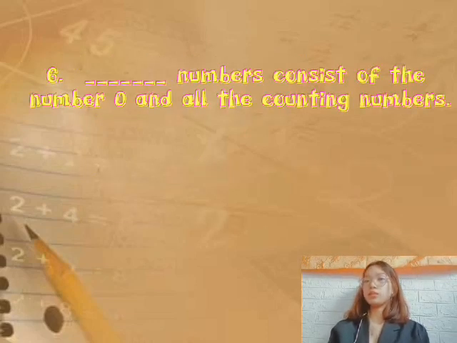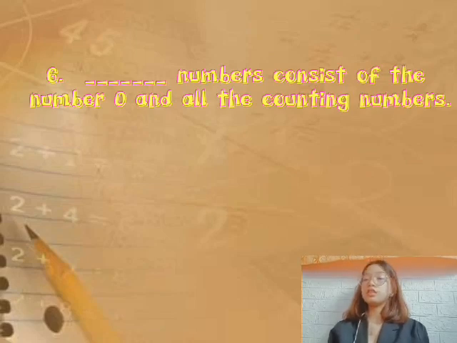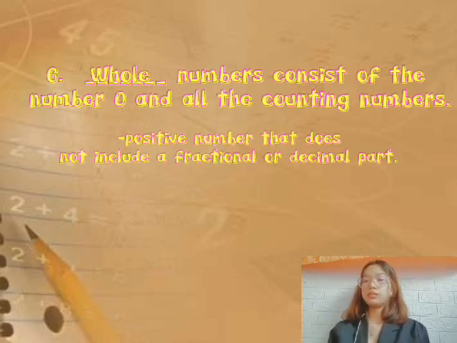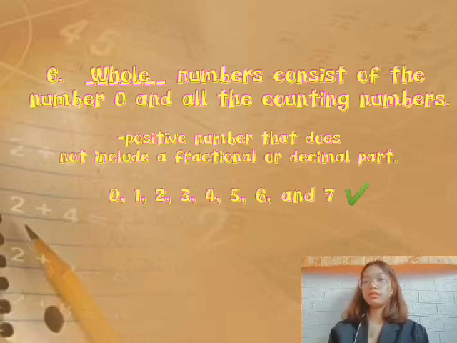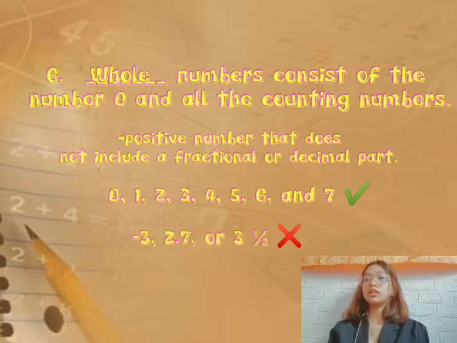Next, blank numbers consist of the number 0 and all the counting numbers. The answer is whole. A whole number is simply any positive number that does not include a fractional or decimal part. This means that, for example, the numbers 0, 1, 2, 3, 4, 5, 6, and 7 are all whole numbers. Numbers such as negative 3, 2.7, or 3 and 1/2 are not whole numbers.